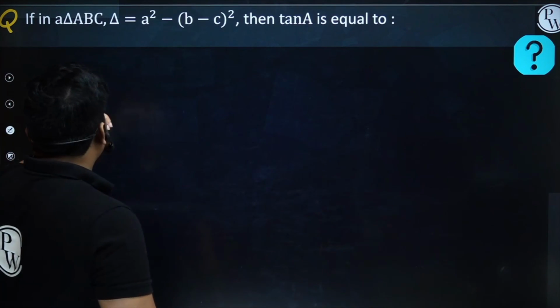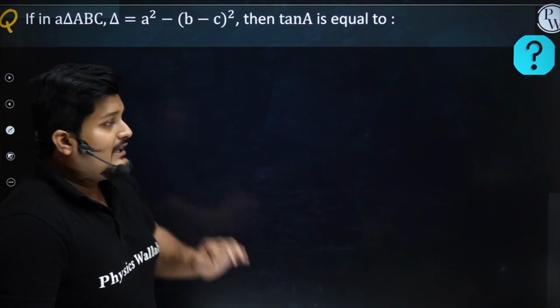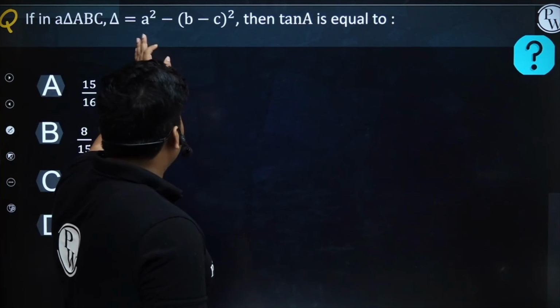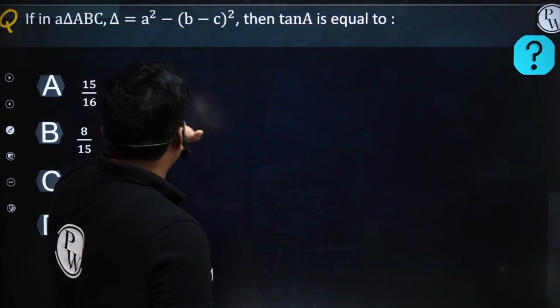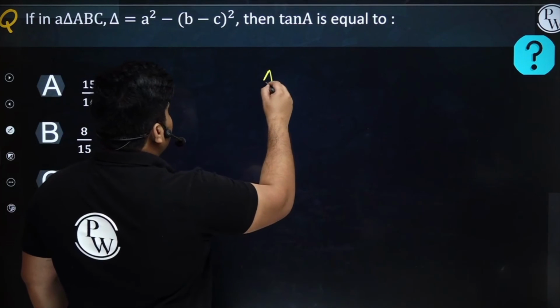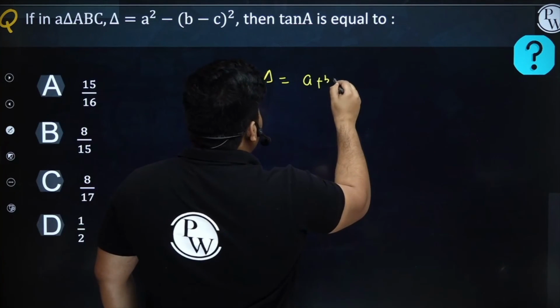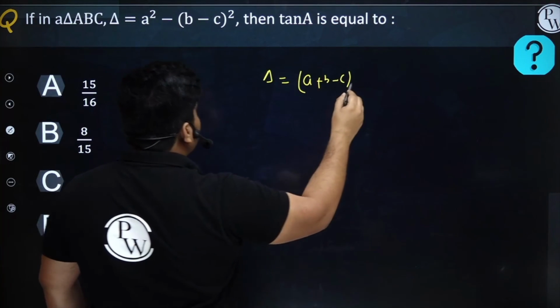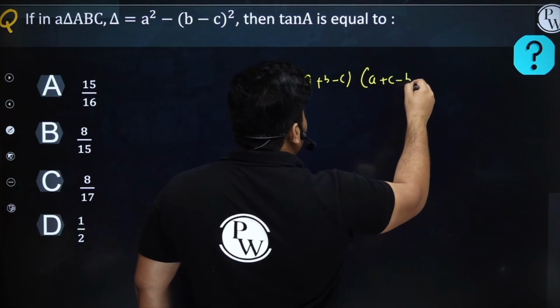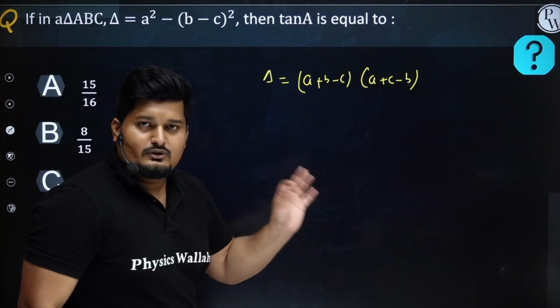Let's solve a few more. So delta is given, tan A is being asked. See, a square minus (b minus c) square is given, tan A is being asked. Delta, guys, what is delta? If you write it properly, this will be (a plus b minus c) into (a plus c minus b), right? This is what you'll have.